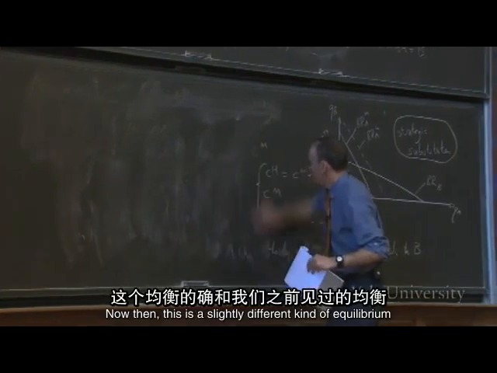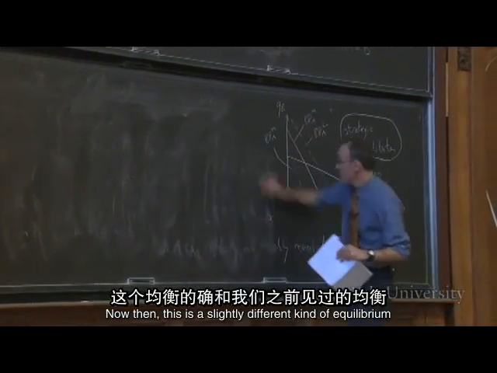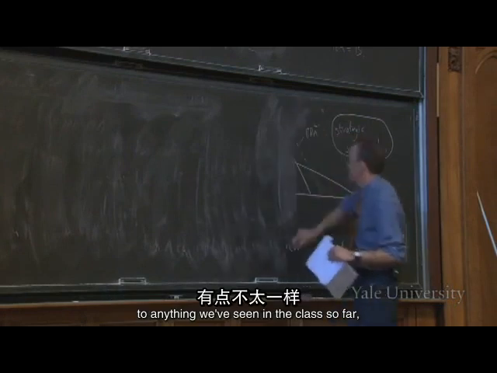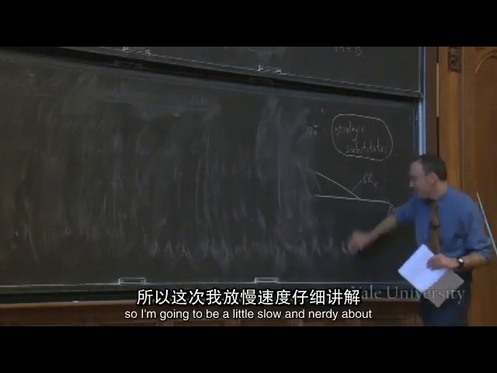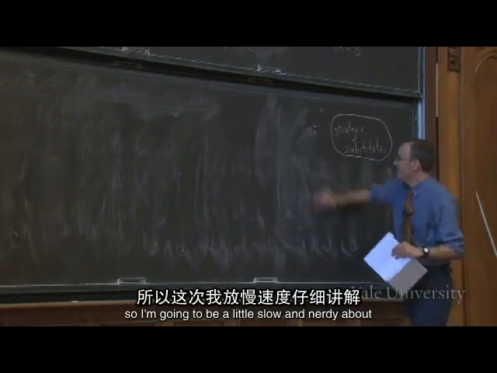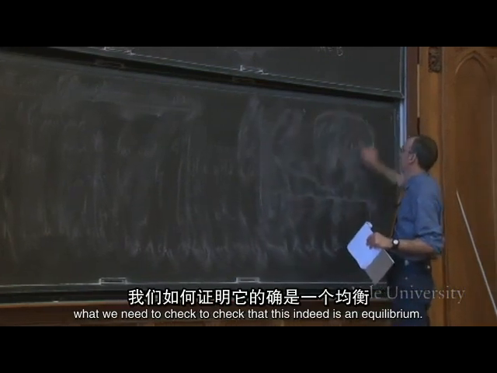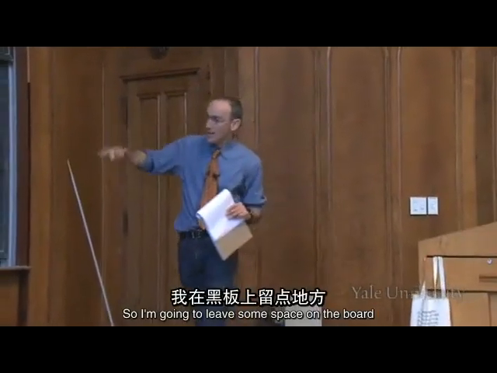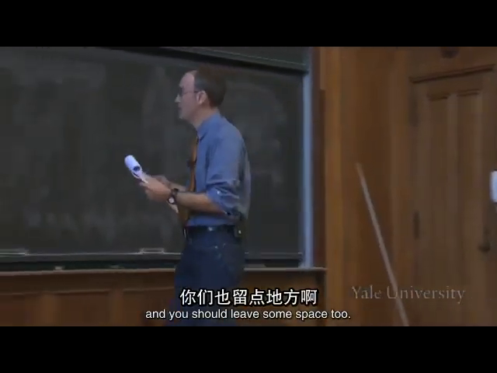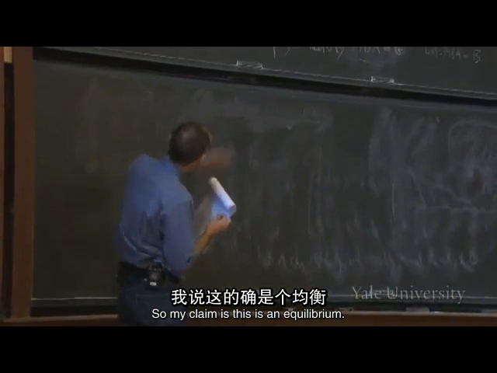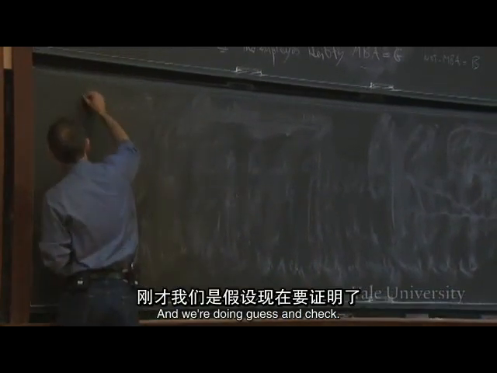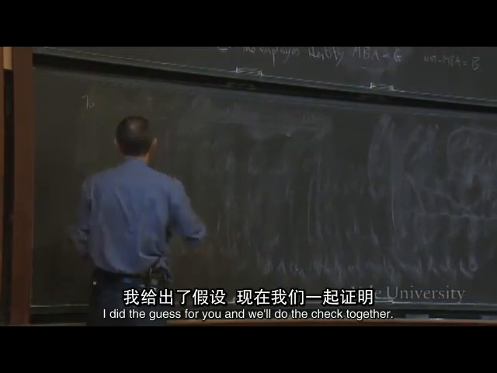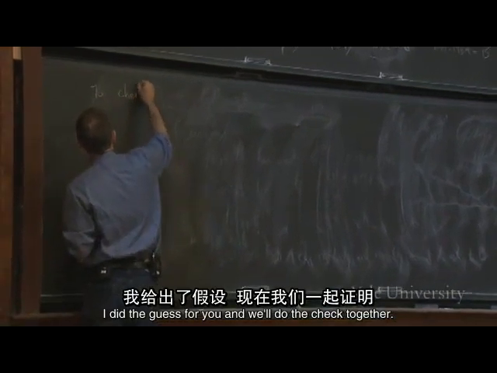All right. Now then, this is a slightly different kind of equilibrium to anything we've seen in the class so far. So I'm going to be a little bit slow and nerdy about what we need to check that this indeed is an equilibrium. All right. So I'm going to leave some space on the board, and you should leave some space too. All right. So my claim is this is an equilibrium, and well, we're doing guess and check. I did the guess for you. We'll do the check together.